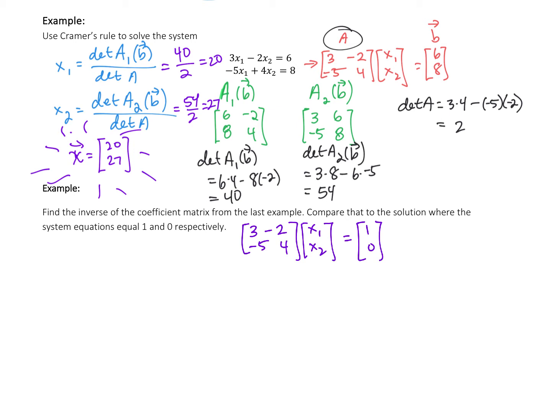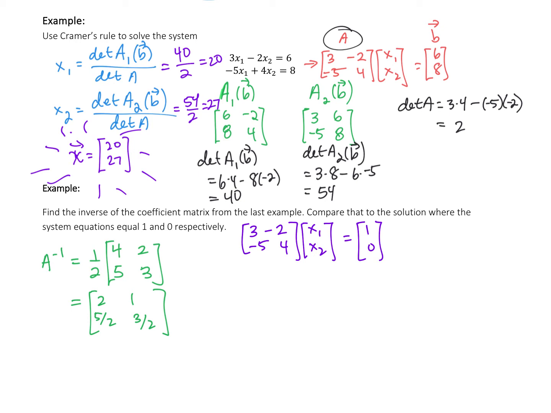So first I need to find the inverse. All right, so we already know the determinant of A, which is great, which means that the inverse of A is equal to 1 over the determinant. So 1 over the determinant, 1 half. I'm going to switch the positions on my diagonal. So the 3 becomes a 4, the 4 becomes a 3. And then on the secondary diagonal, I'm going to change the signs. So the negative 5 becomes a positive 5, and the negative 2 becomes a positive 2. And I'm just going to simplify here, so I get 2, 1, 5 halves, and 3 halves. Keep that in mind.